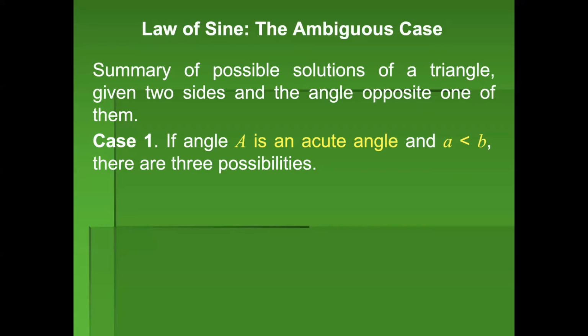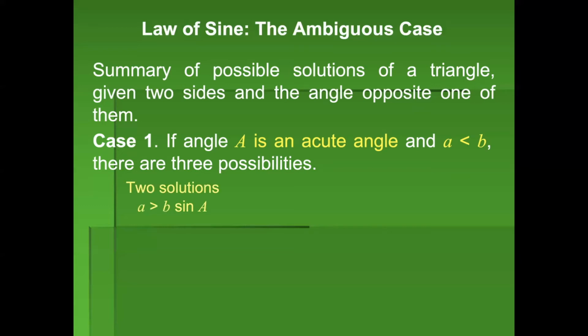So in case 1, the given is always an acute angle. So you should remember that. And remember also that the side opposite the given angle is always smaller than the other given side. So here, side a is always smaller than the other side. So if you are given an acute angle, and the side opposite to the acute angle is smaller than the other side, there are three possibilities.